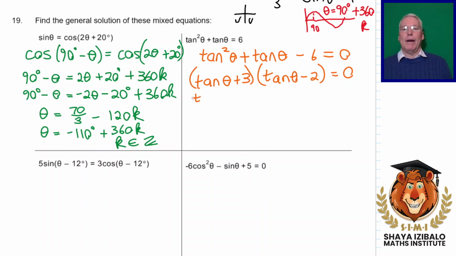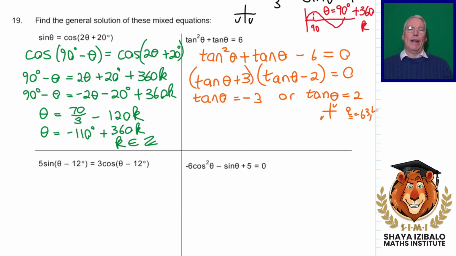So tan theta is minus 3, or tan theta is 2. Right, tan theta is 2 means we'd be looking for answers in quadrants 1 and 3. The key angle is 63,4 for tan equaling 2. This is one that I happen to know. Right, so here our answers are just going to be 63,4 plus 180k.